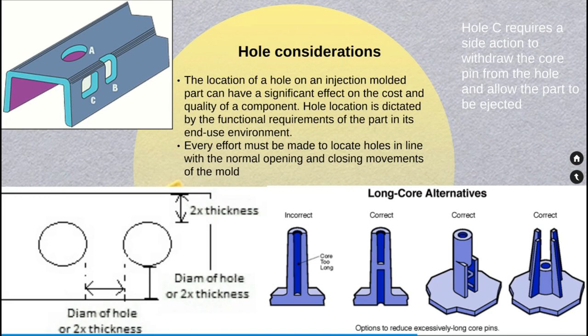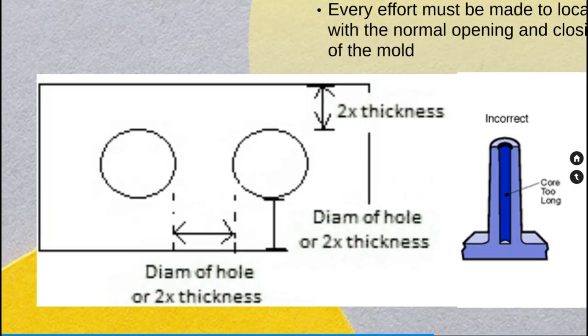You can see the left side image, the number of holes A, B and C. When you consider the manufacturing of the part, hole A should work because it may be an extra feature in the mold cavity, whereas hole C requires a side action to withdraw the core pin from the hole and allow the part to be ejected. So there is an alternative way. Instead of making the hole C, you can still make the hole B with an extra material removed from the top of the surface.